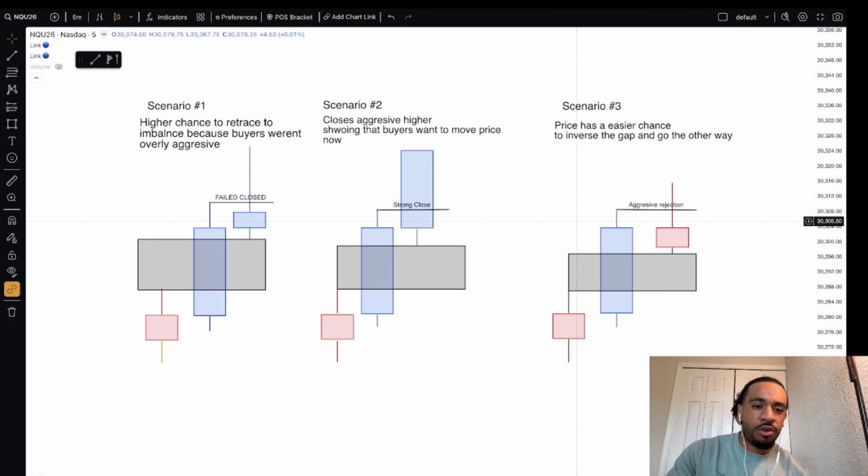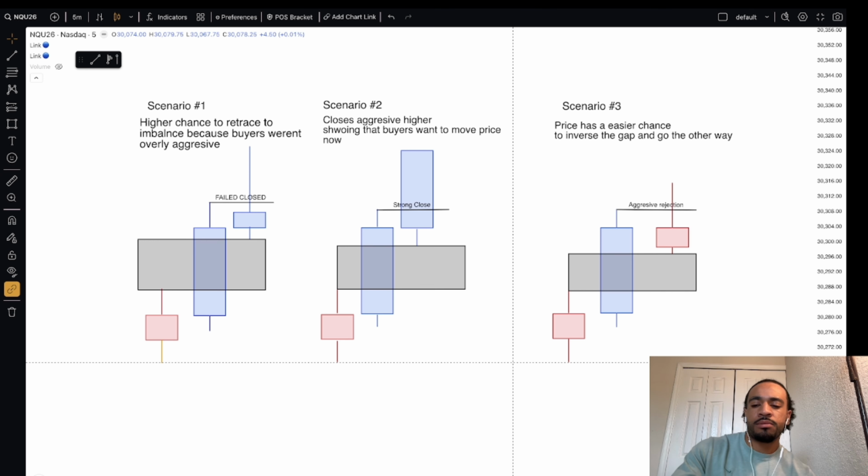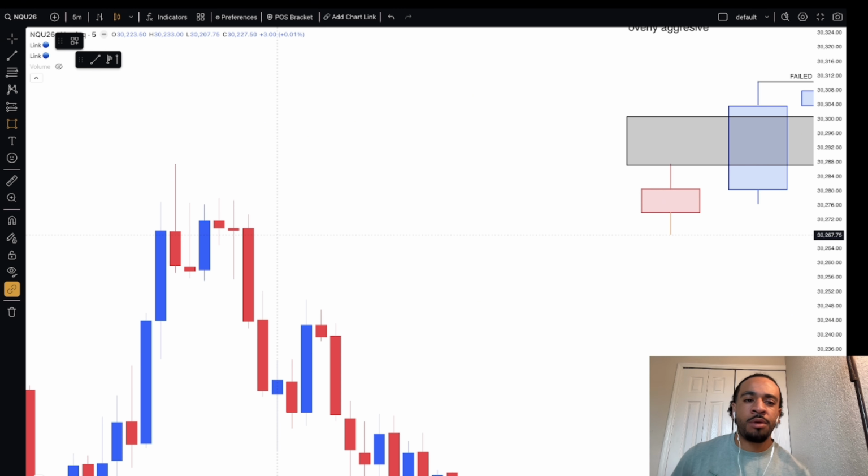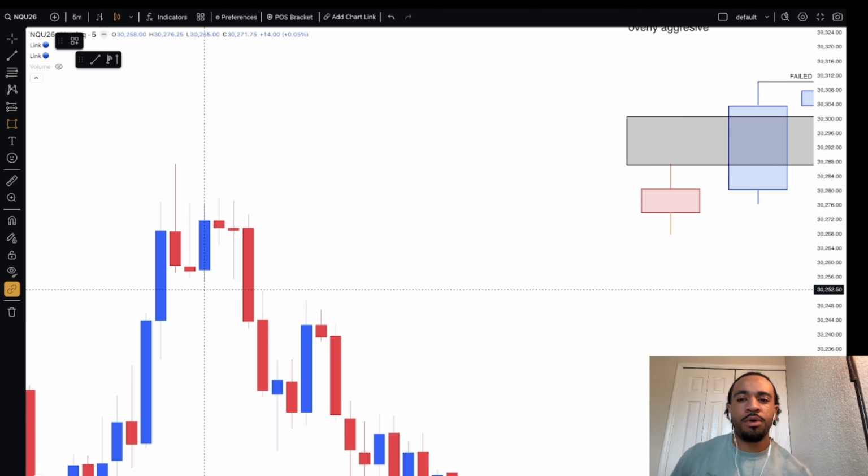The third scenario is if we have a very aggressive reaction and then a bearish close. That's telling me that price has an easier chance of inversing this. Okay, I'm going to go through the chart and show you examples of this right now. We're going to compare it with the examples that I just explained and what we're seeing on the chart.